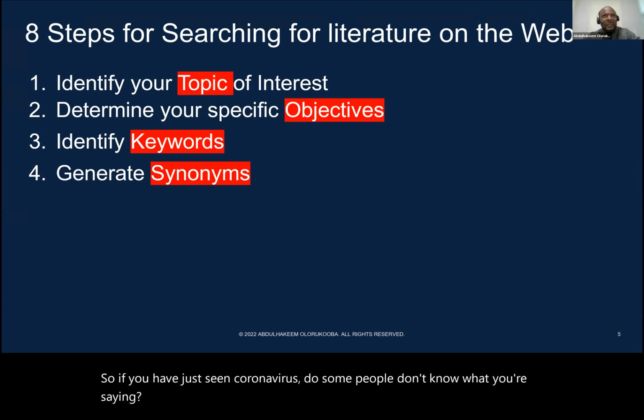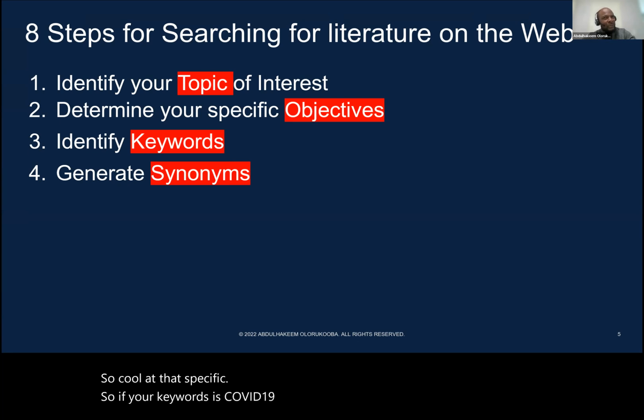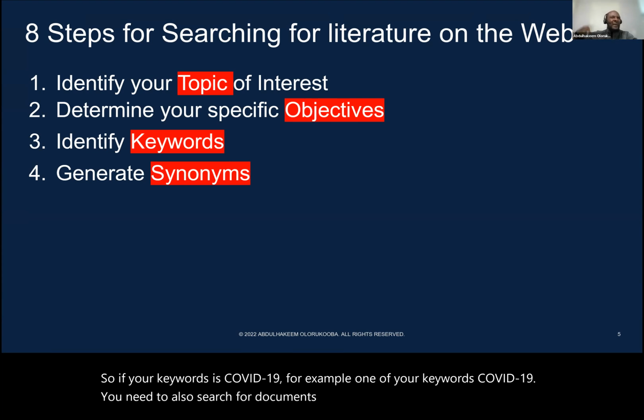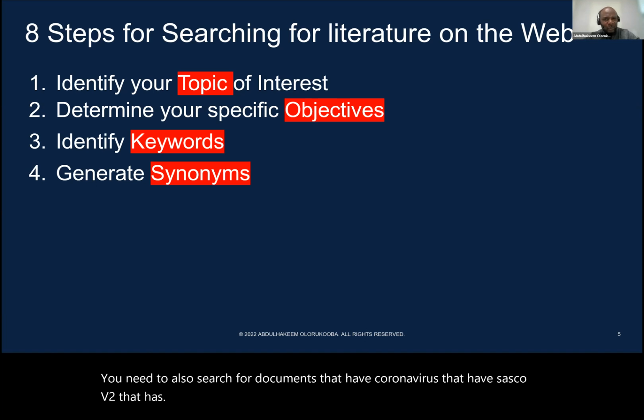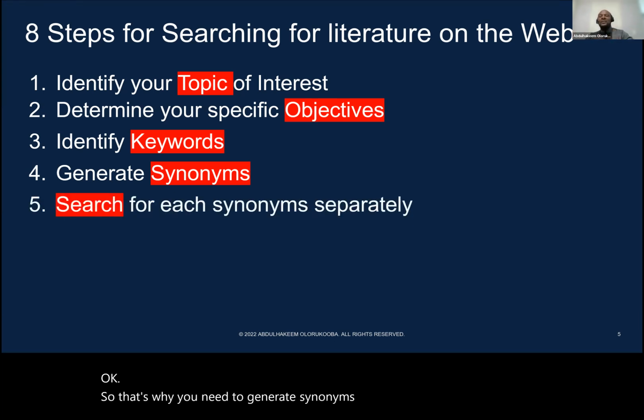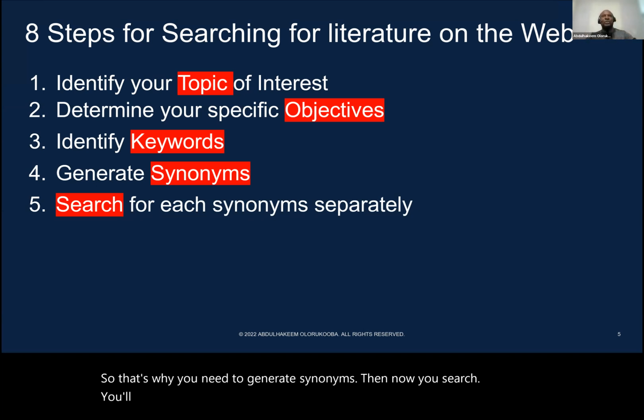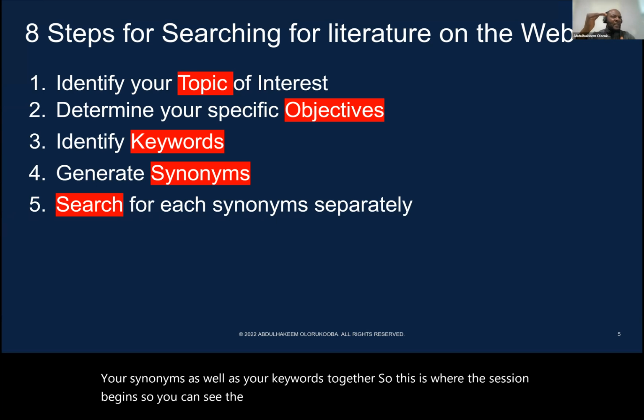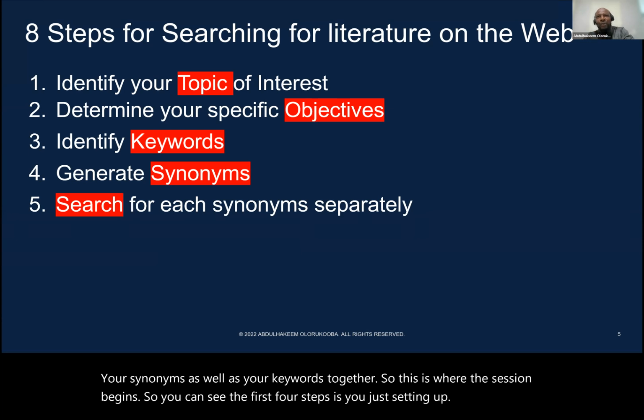Some people are that specific. So if one of your keywords is COVID-19, you need to also search for documents that have coronavirus, SARS-CoV-2, SARS-CoV, novel coronavirus. That's why you need to generate synonyms. Then you search your synonyms as well as your keywords together. So this is where the searching begins. You can see the first 4 steps are just you setting up the environment for you to do the search.